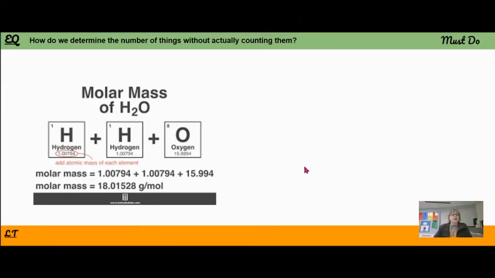Hey, Hots. So, in lesson 3, again, we're trying to determine the number of things without actually counting them.